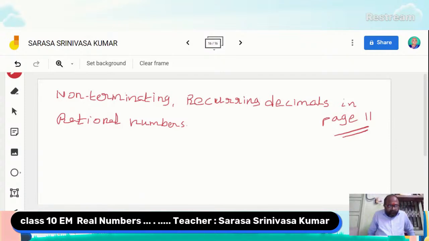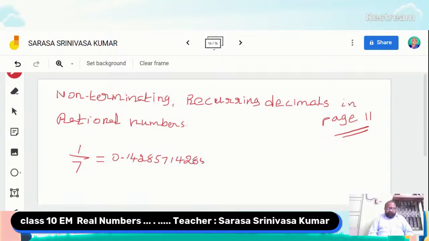So to understand this concept, in the textbook 1 by 7 is considered. 1 by 7 is considered that equal to 0.142857 142857 142857 1 and so on. This is equal to 0.142857 bar.